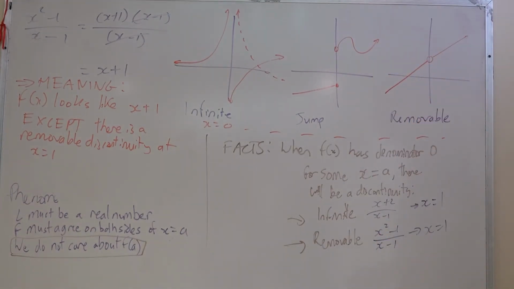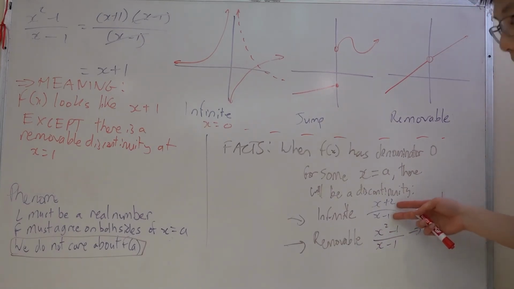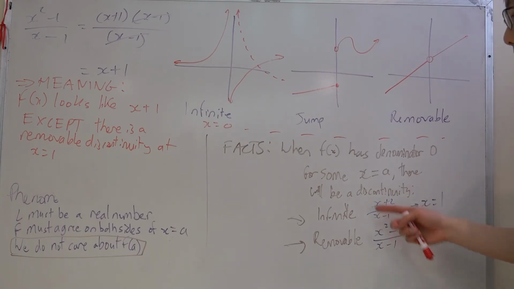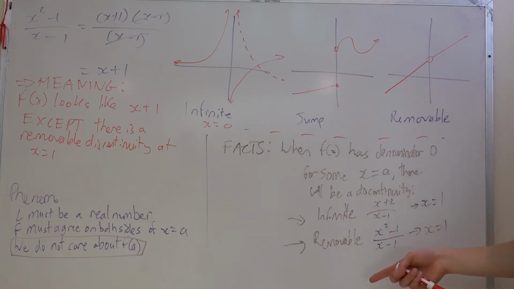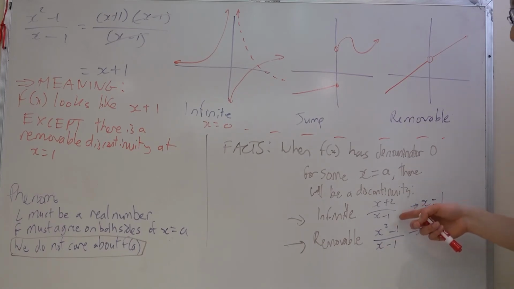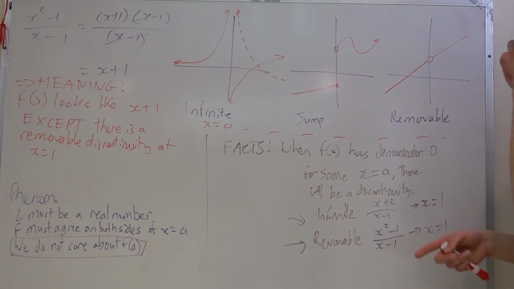Okay? So that's how you tell whether there is a removable discontinuity or an infinite discontinuity. All you have to do is look at whether you can cancel anything on the top and the bottom. Okay? And if you can cancel something on the bottom, then that discontinuity is not infinite anymore, it becomes removable. Otherwise, all the discontinuities are infinite. Okay?